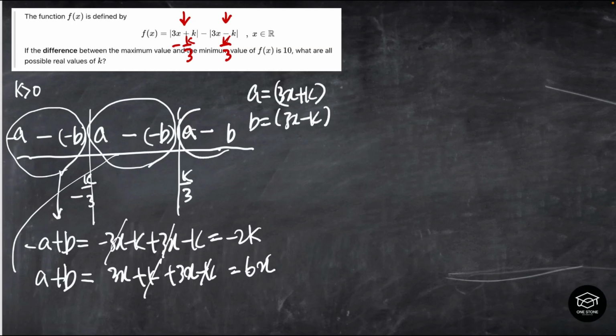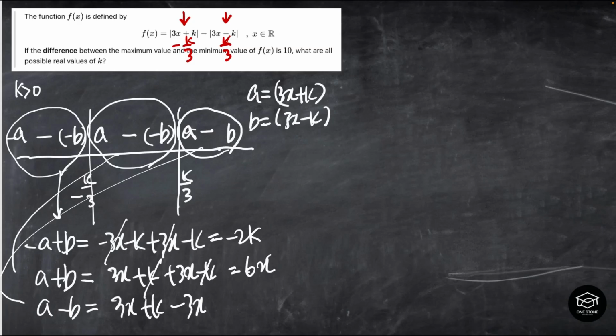Third interval, x is greater than k over 3. Now both a and b are positive, so the function becomes a minus b. Substituting 3x plus k minus 3x minus k, the 3x terms cancel out and we get 2k. So in this region, the function is constant and equals 2k.